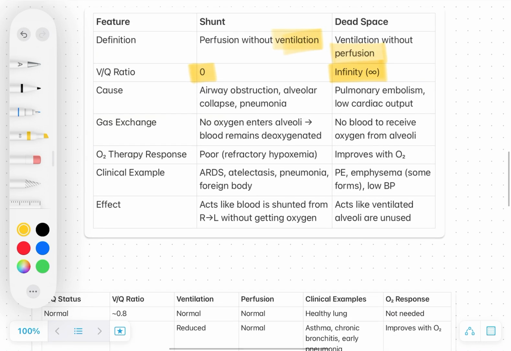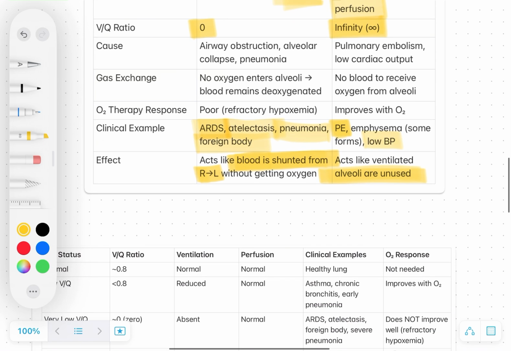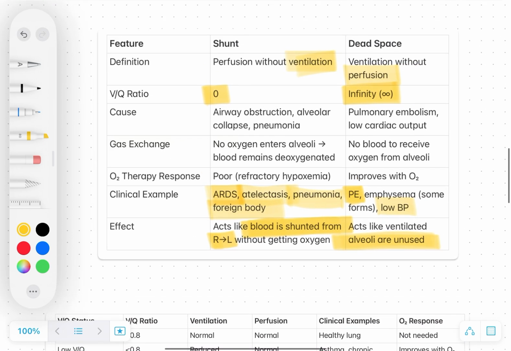Here, even though there is perfusion, there is no ventilation, so it acts like blood is being shunted from right to left without getting oxygenated. In dead space there is ample oxygen, but it is not getting perfused, so the alveoli go unused. Clinical examples of shunt are ARDS, atelectasis, foreign body and pneumonia, and dead space is due to vascular causes like pulmonary embolism and low BP. Oxygen therapy will be poor with shunt. It improves with oxygen in dead space.